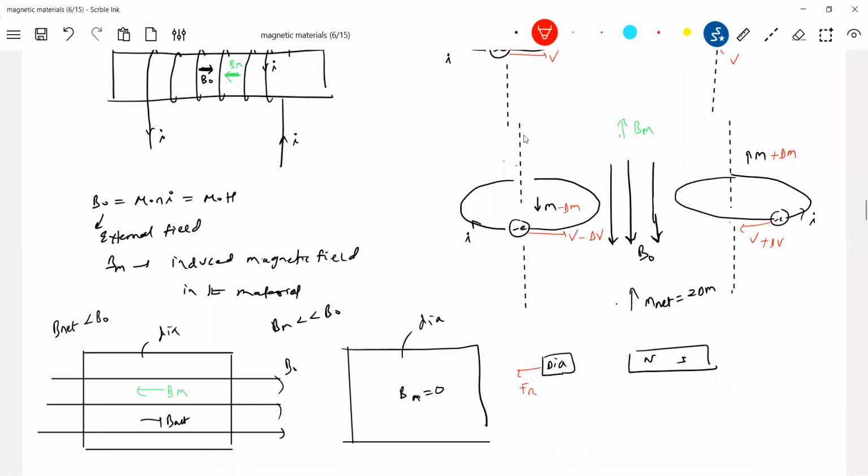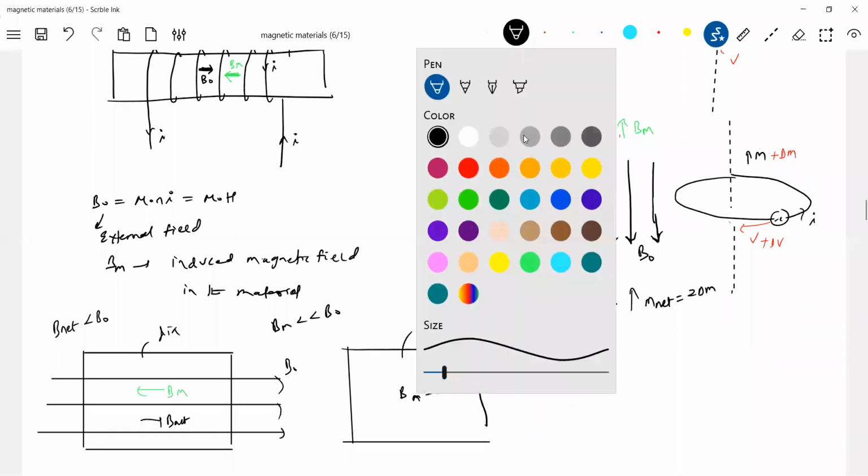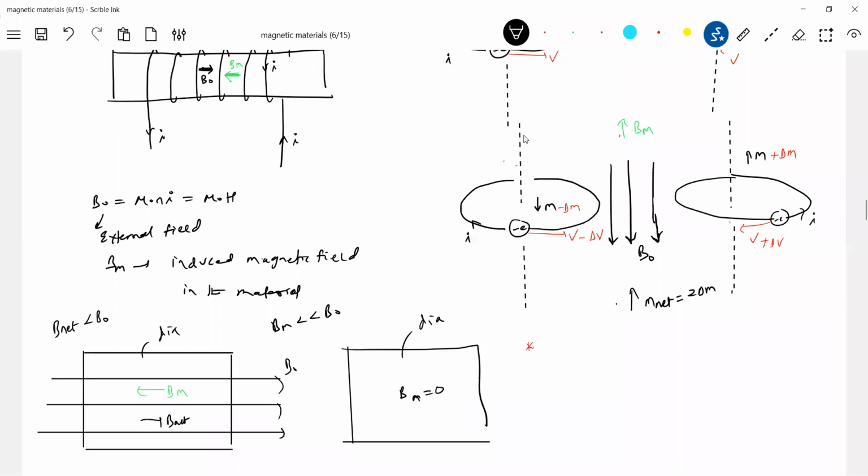Diamagnetic substances are repelled by magnets, and the induced magnetic field will be very small. The magnetism will be induced opposite to the external field. So I think I'll write down all the statements rather than giving them one word at a time. They are repelled by a magnet. That's the one thing.